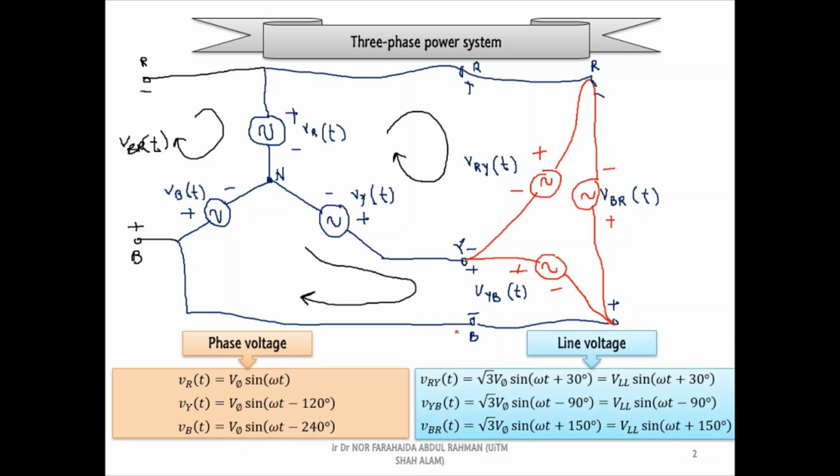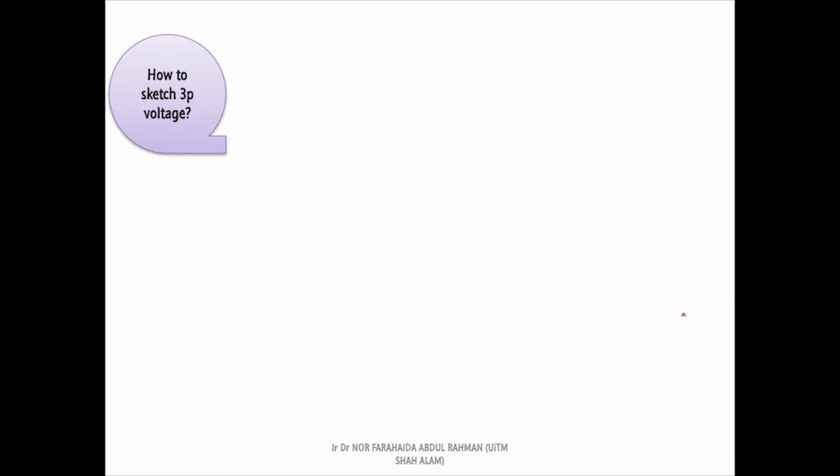Based on the equation of the line voltages, we can see that the peak amplitude of the line voltages is higher than the peak amplitude of the phase voltages. Other than that, based on the phase angle values, we can say that the line voltages are leading the phase voltages by 30 degrees. In the three-phase system, it is crucial to know how to sketch the voltage waveforms correctly.